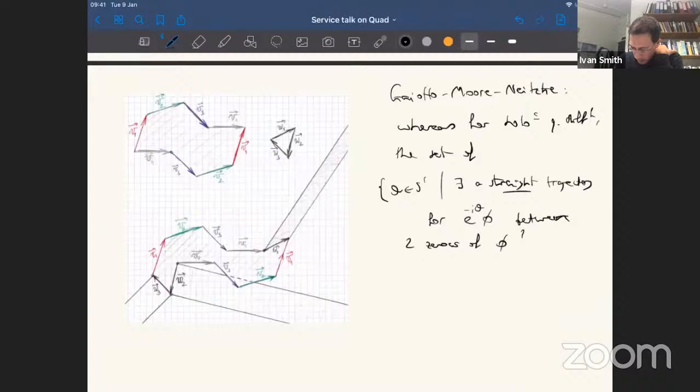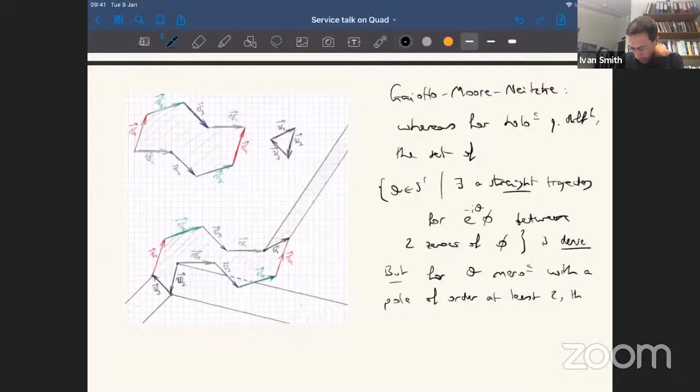Okay, so this is one of the trajectories of this foliation, but for the rotated differential, or if you prefer a trajectory that ran at a constant angle theta to that foliation, this set is dense in the circle. But for theta meromorphic, with a pole of order at least 2, this set's closed. And there are even special situations in which it could be finite, although that's rather exceptional.